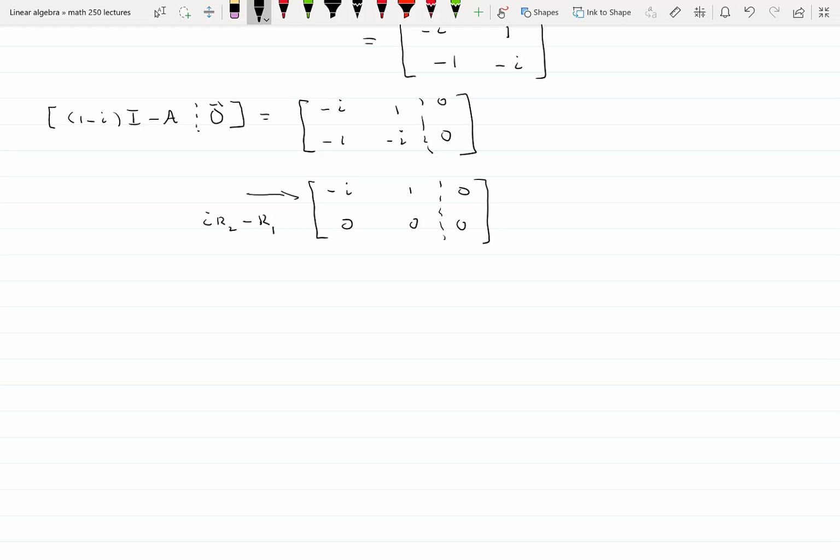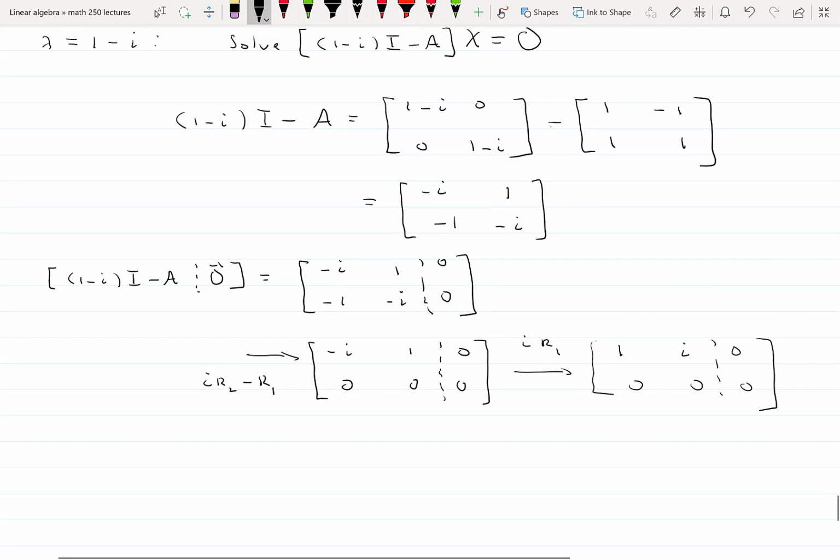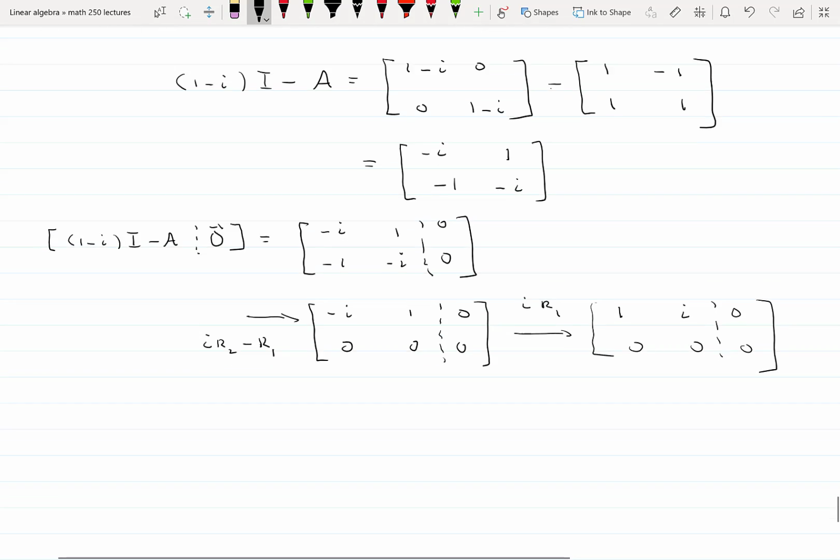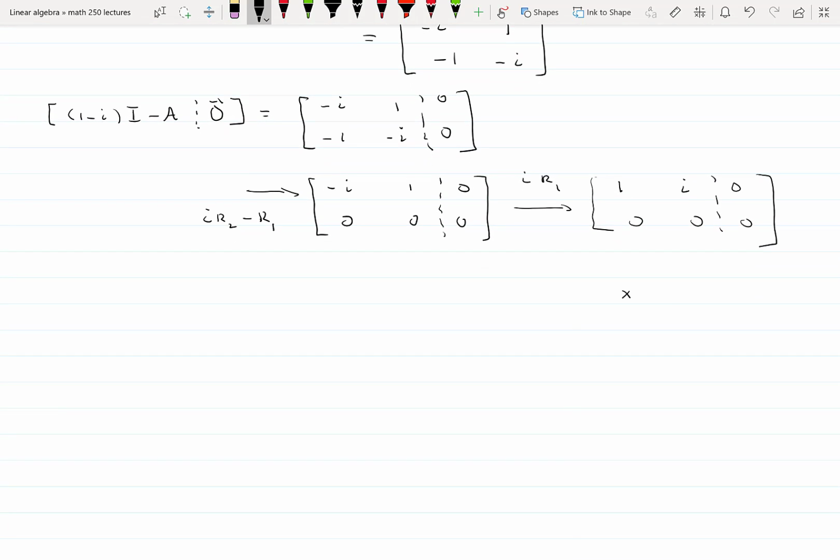And then I'm going to multiply the first row by i. i times row 1 will transform the first row into 1, i, and 0, and then 0 for the second row. Okay, so let's rewrite this system. It is now x plus iy equals 0, where y is the free variable, so x equals negative iy.